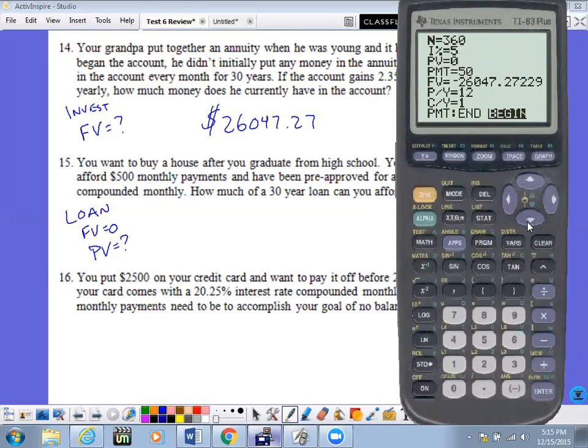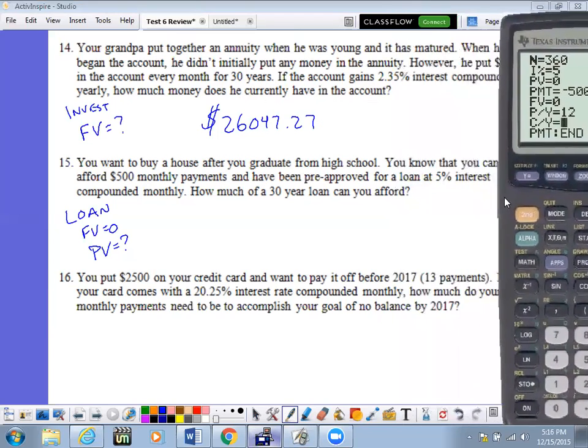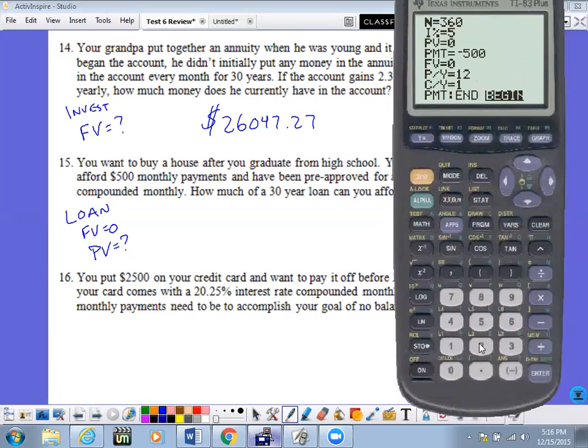Your PV is what we're searching for, so leave it at 0 for right now. Your payments, you're able to make a $500 payment. Remember, it's a loan. I almost messed up, but it should be negative $500. Future value, because it's a loan, is 0. Payments per year is 12. And then your interest was compounded monthly, so that's 12 as well. And you're solving for your present value.